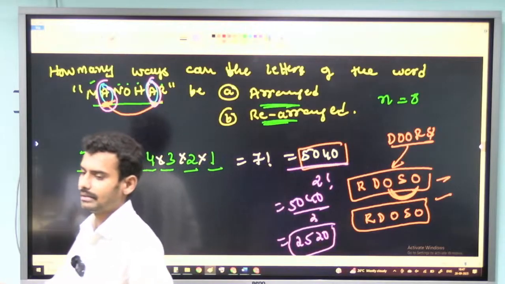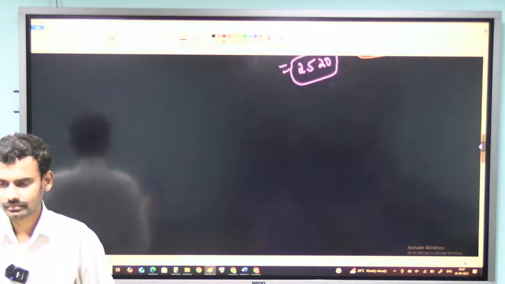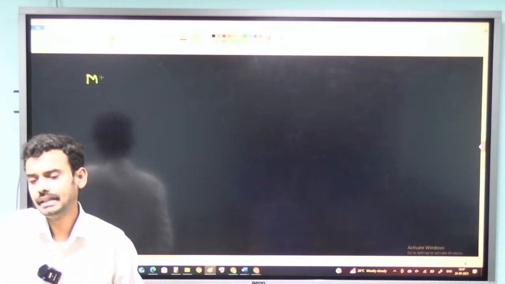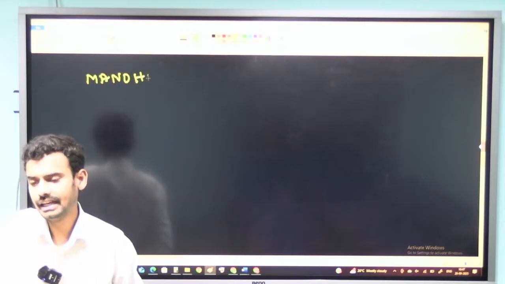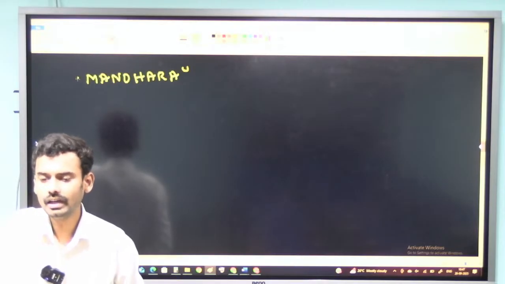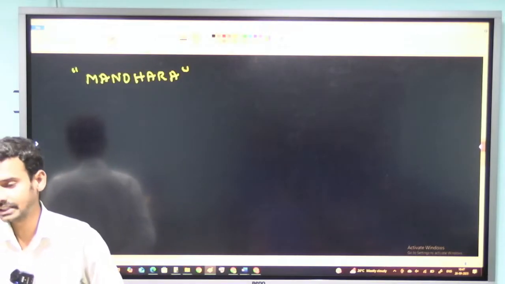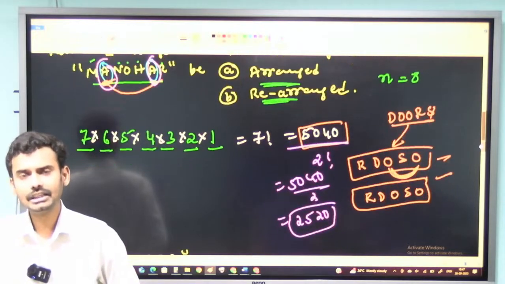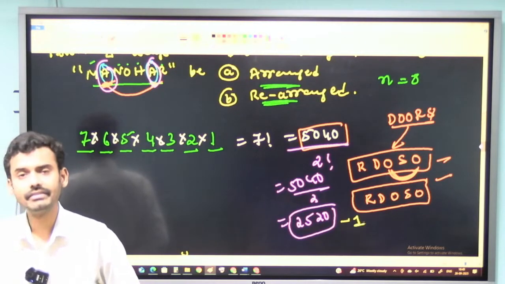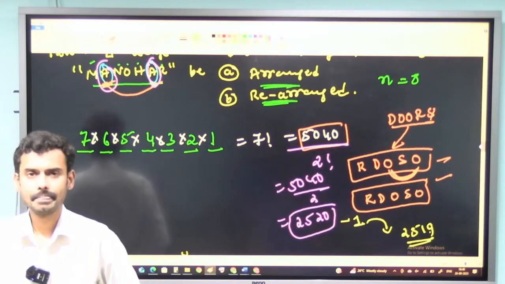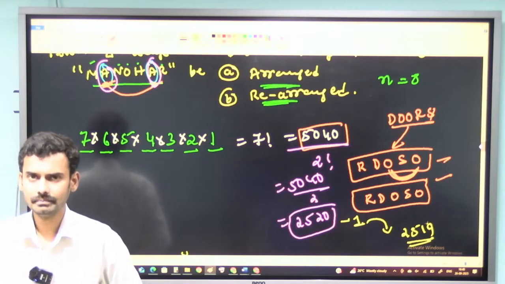Now let me check the next question. If I consider the next question like Manohara, this is the next word and the condition is the same. You need to arrange or rearrange. In the last question, I have not explained the rearrangement. Rearrangement is just minus 1, as we have discussed in the last class. Rearrangement will be 2519. Hope this is clear to everyone.